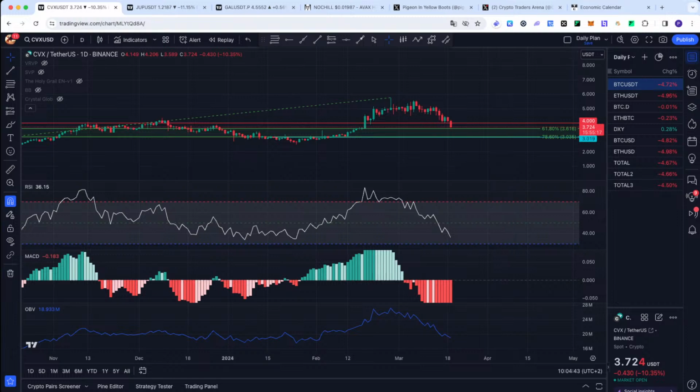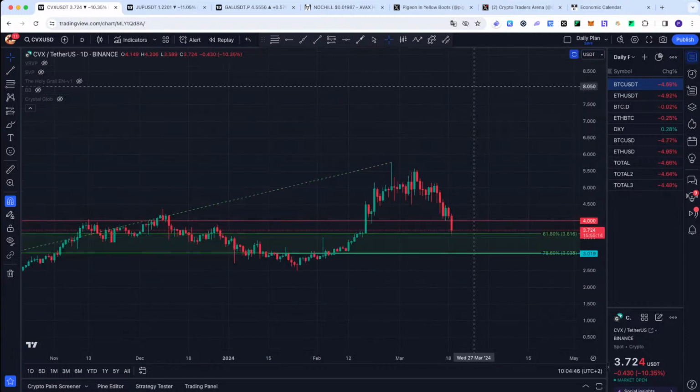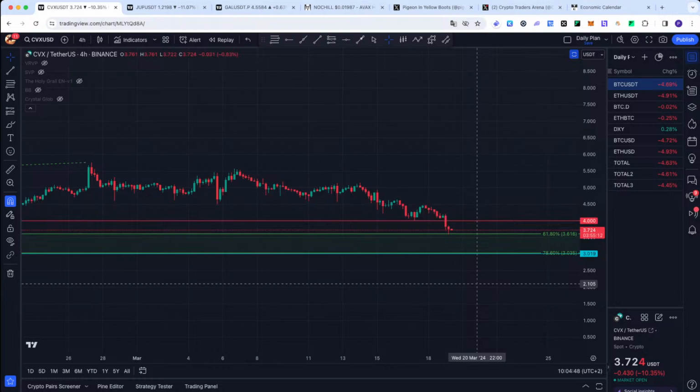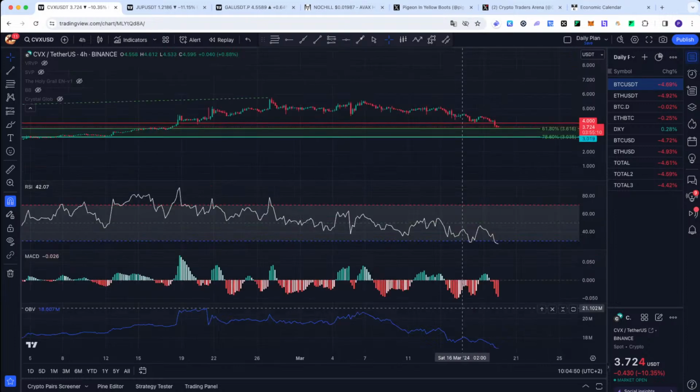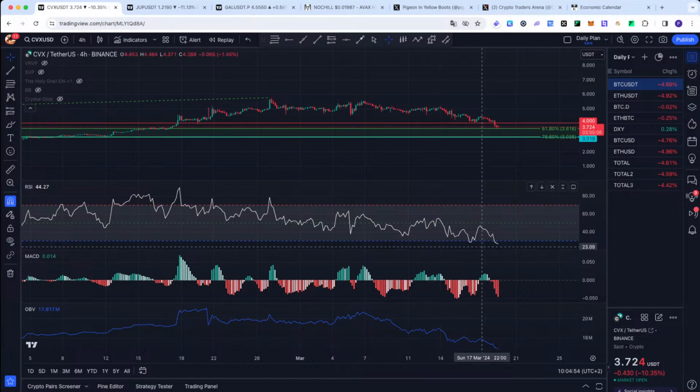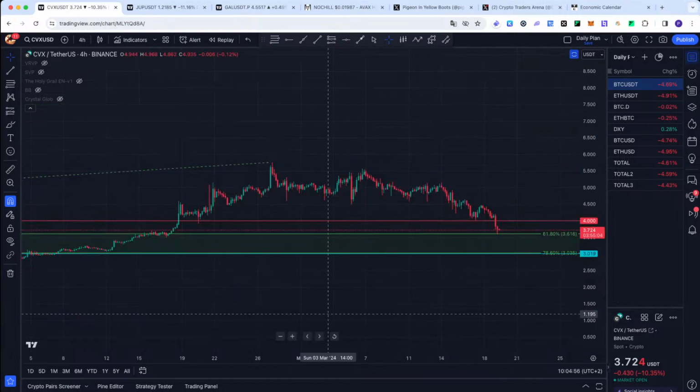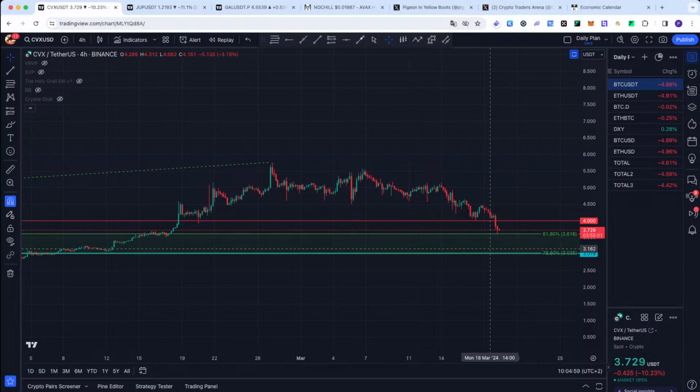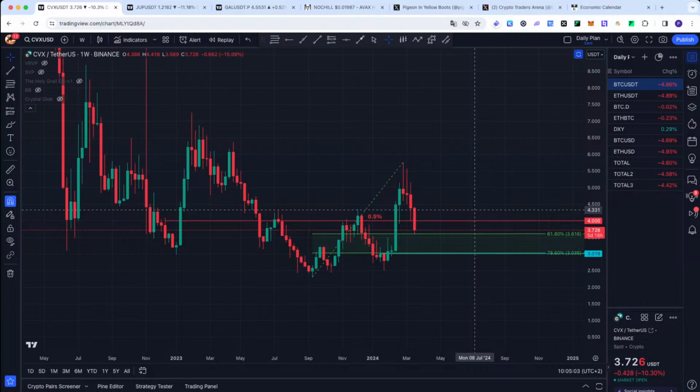4-hour chart, if you want to trade this one, nothing. Some bullish divergence here, but look at OBV, look at RSI. For the moment, you don't have a trade. Wait deeper in the long reload zone. On weekly chart, it's investable.